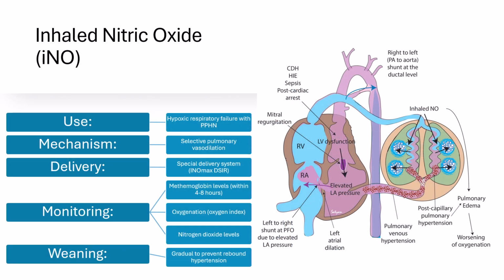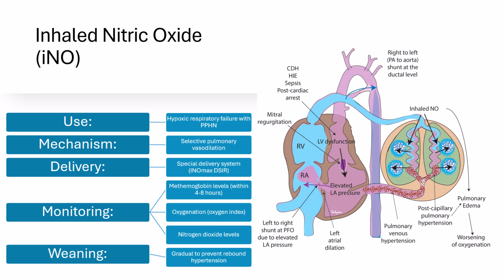Inhaled nitric oxide is a selective pulmonary vasodilator used for hypoxic respiratory failure associated with pulmonary hypertension. It works locally in the pulmonary vasculature, causing vasodilation without systemic effects. It must be delivered using a special system, typically the INOmax DSIR system, that can accurately deliver and monitor the gas. The typical starting dose is 20 ppm.